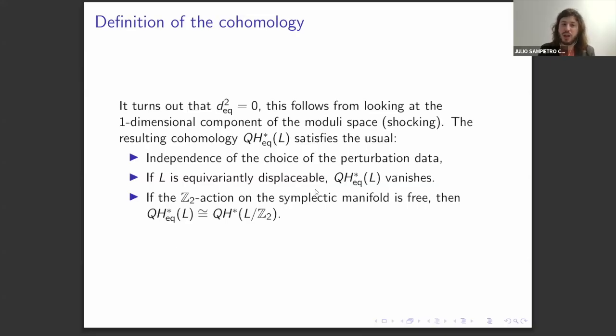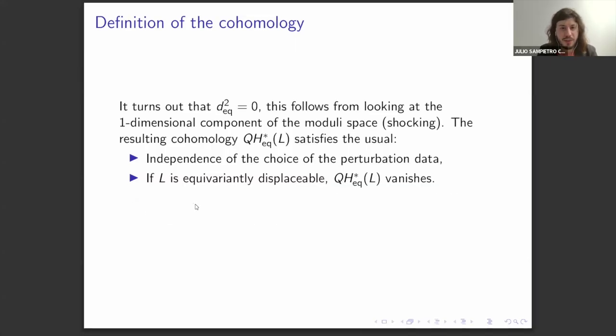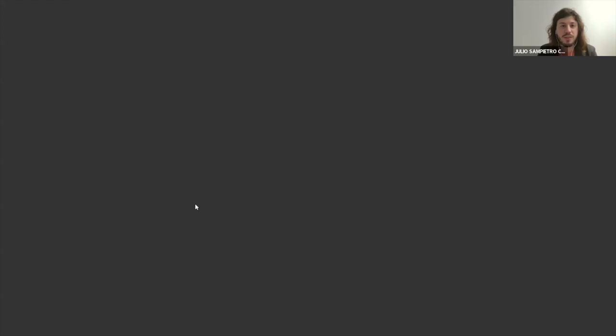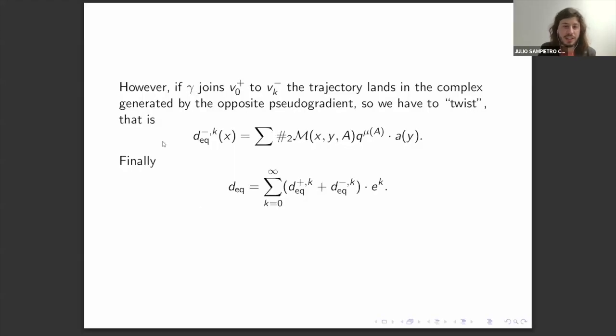And finally, if the Z2 action on the symplectic manifold is free, then you can just quotient out and get the same. This is like the Cartan isomorphism in equivariant homology. I will also say something I forgot to mention, which is that by definition, the zeroth term, the term that doesn't have an e in it, is going to coincide with the quantum differential. So it's going to be the usual d plus e terms, which account for the twisting and equivariant conditions.